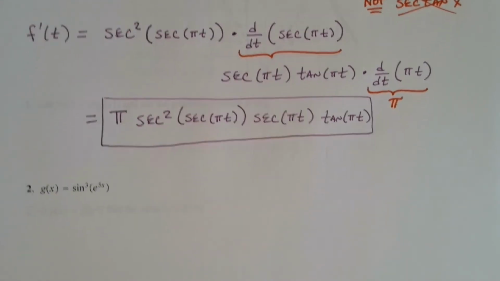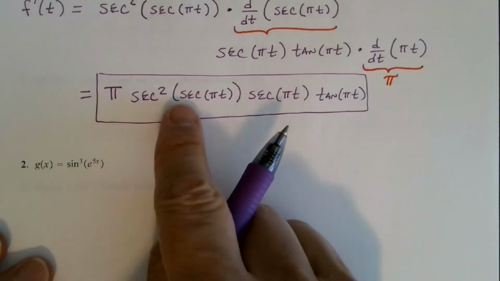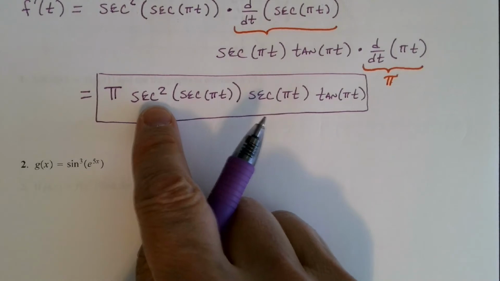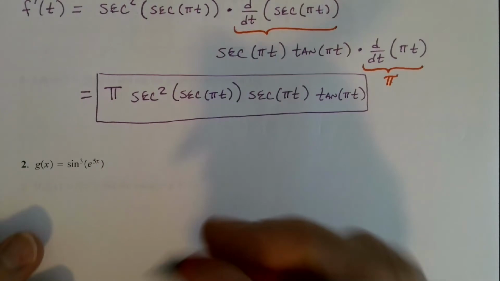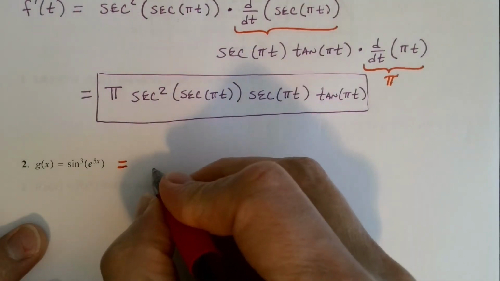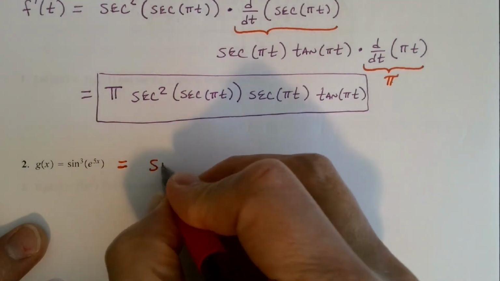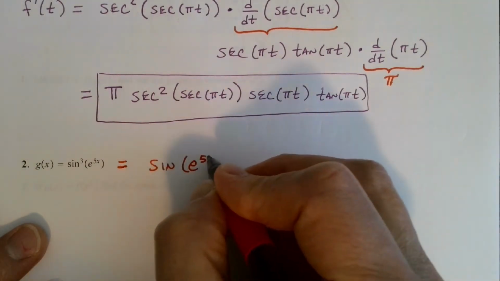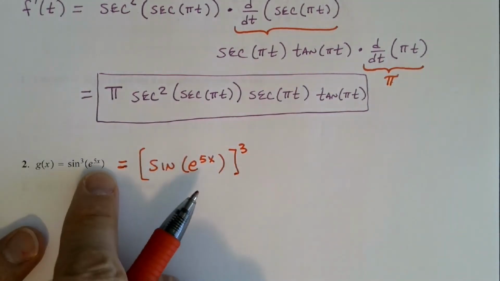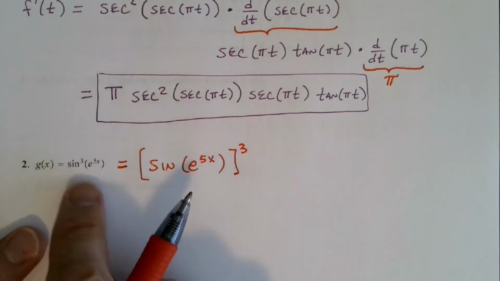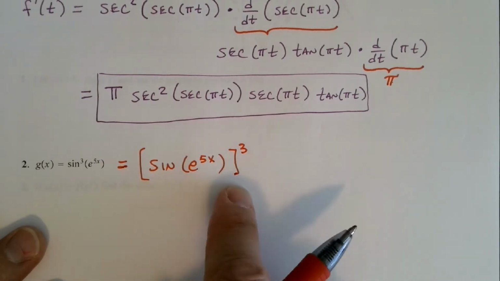Okay. Let's try one more. Now, again, secant squared of this is really secant of this all squared. Here I've got sine cubed of e to the 5x. So it's very helpful to write this as sine cubed of e to the 5x. So what we have is sine of e to the 5x all cubed. That's what that means. Sine cubed of this stuff is sine of this stuff cubed. So that's shorthand notation. This notation here will help us with the derivative.